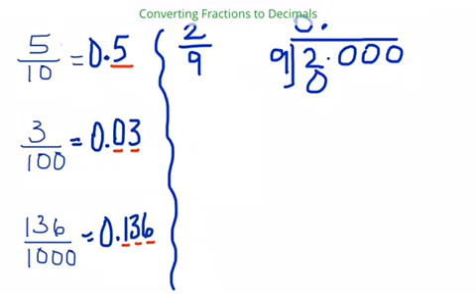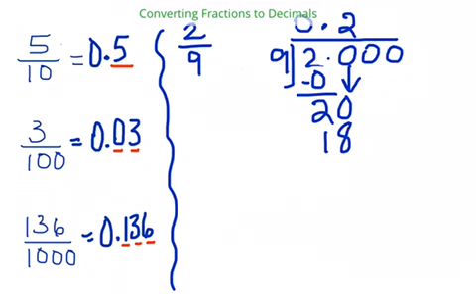We're going to do long division. 2 minus 0 is 2. Bring down my 0. 9 goes into 20 2 times. I can get 2 groups of 9 out of 20. 9 times 2 is 18. Subtract.